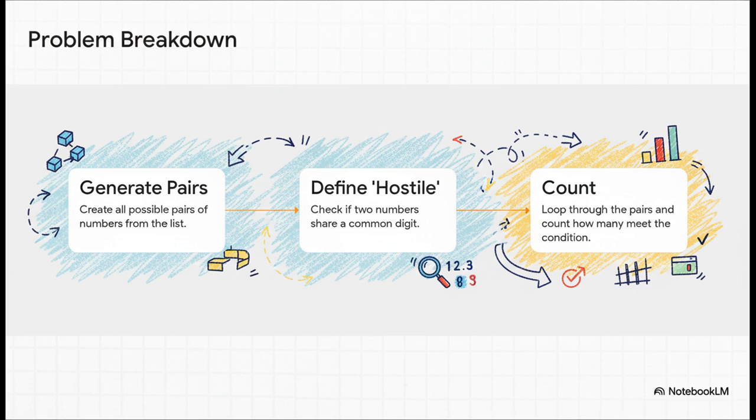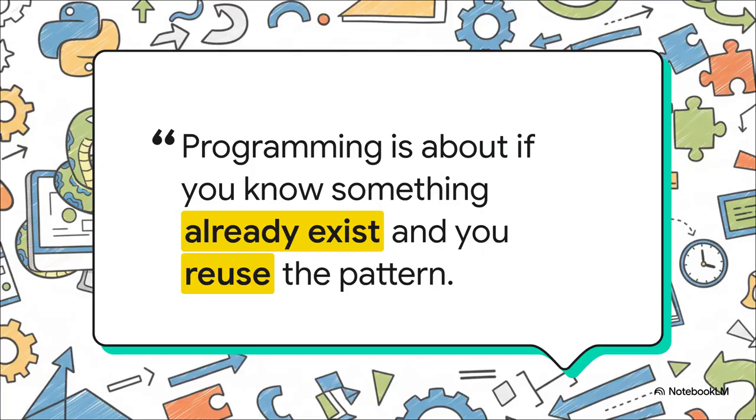And then step 3, you just loop through all your pairs, use your little helper function, and count up the yeses. See? That's that input, process, output mindset we're talking about. And this is such a great point from the instructors. Programming is about if you know something already exists and you reuse the pattern. Seriously, don't reinvent the wheel.